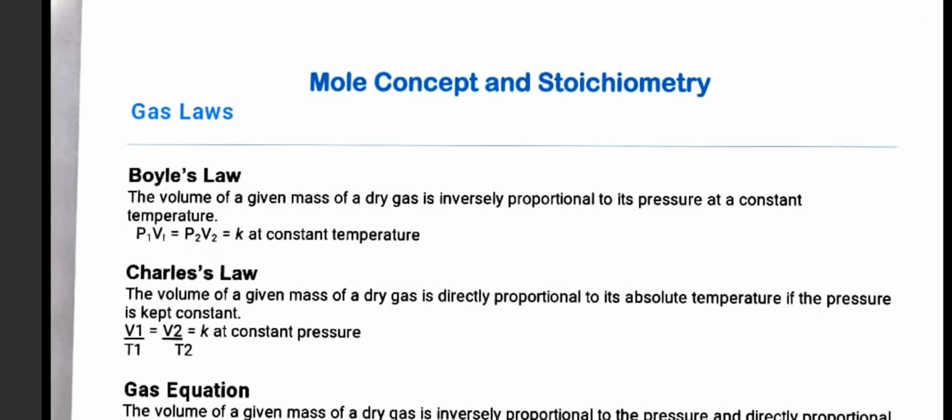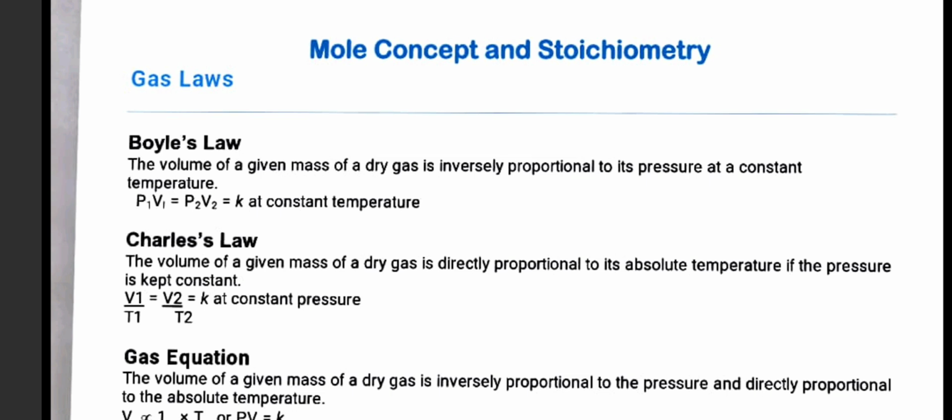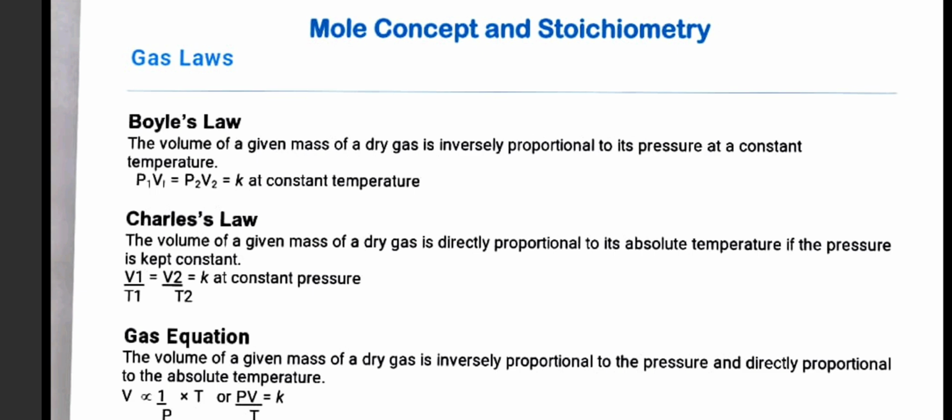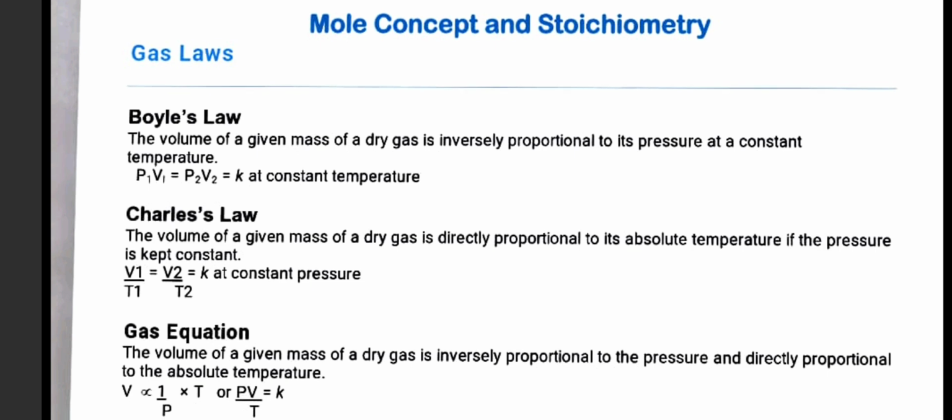In today's video we are going to do mole concept. So first we will start with gas laws. Let's start with Boyle's law. The volume of a given mass of a dry gas is inversely proportional to the pressure at a constant temperature. So P1 into V1 is equal to P2 into V2, which is equal to K at a constant temperature.